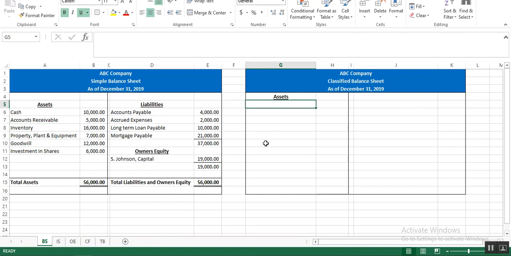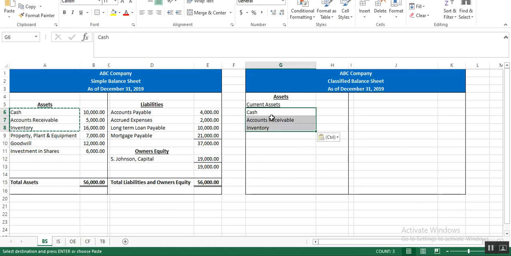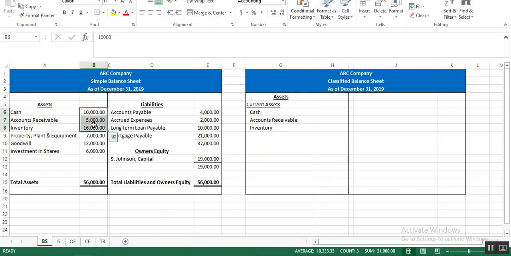So what I'll have to put here is current assets as a category. And then what happens next is I would list the current assets below, and I usually like to indent. So I have my cash, accounts receivable, and inventory, which are the only current assets I have. And so I'll take those and I'll copy everything over.